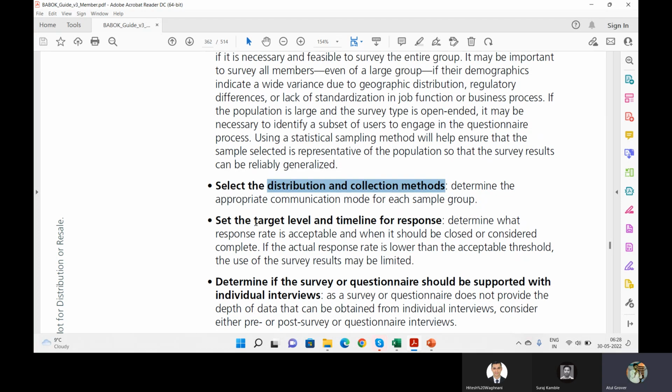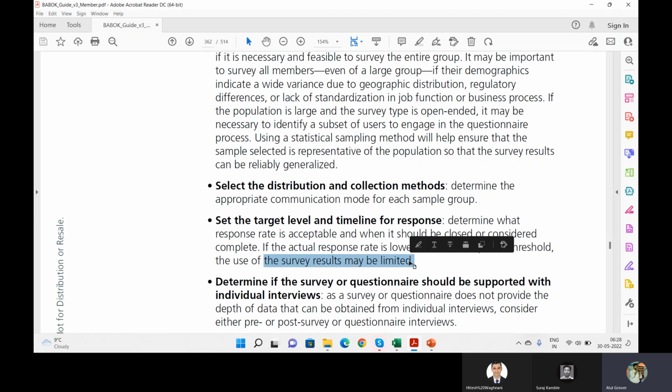Suppose you send an email to 1,000 people and you say, if out of 1,000 I get a response from 500, I will be able to make a decision on top of that. But it depends on what type of topic you are going for in the survey. Determine what response rate is acceptable and when it should be closed or considered complete. If the actual response rate is lower than the acceptable threshold, the survey results may be limited.